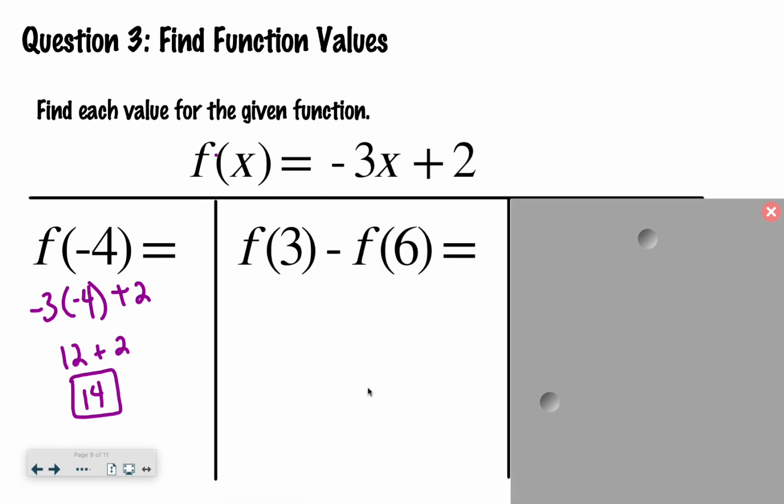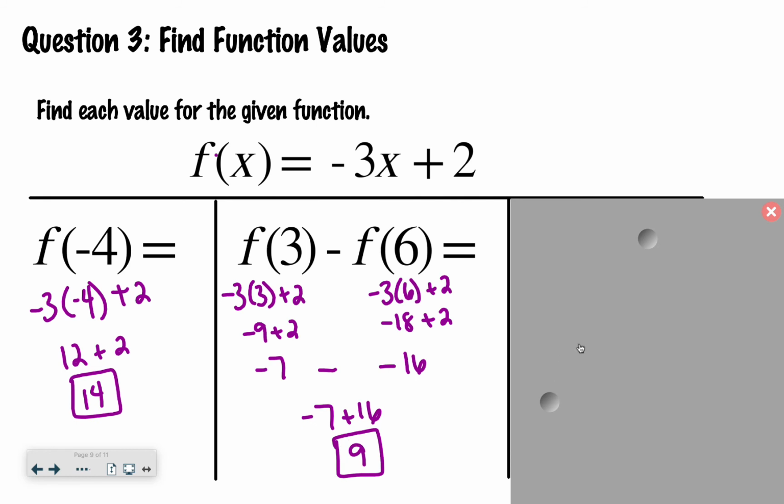I want you to figure out f of 3 minus f of 6. Good luck. All right, for this problem, hopefully you solved f of 3 and got negative 7, f of 6 got negative 16. Negative 7 minus negative 16 becomes negative 7 plus 16, which is 9.